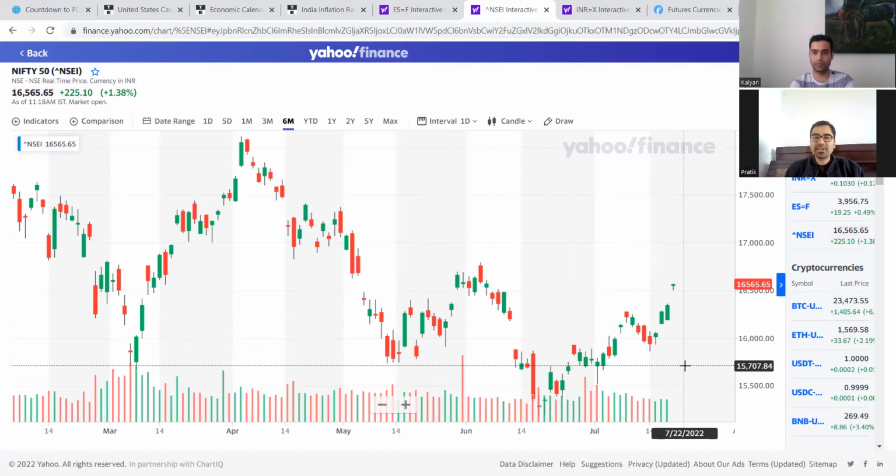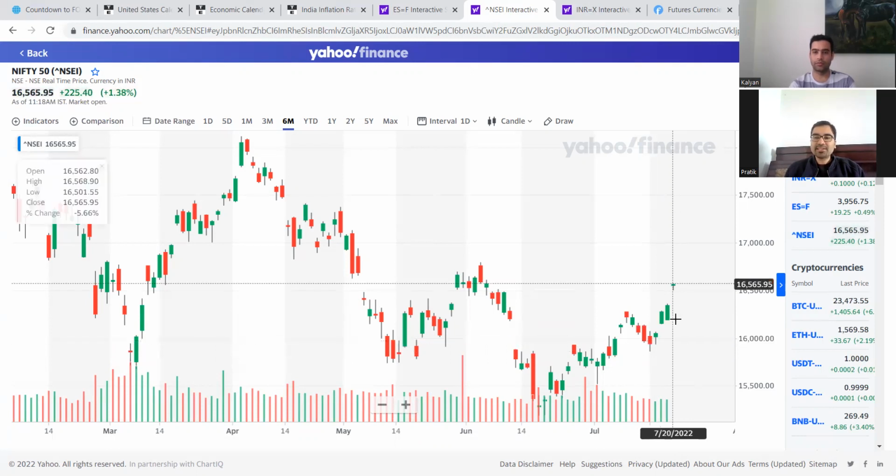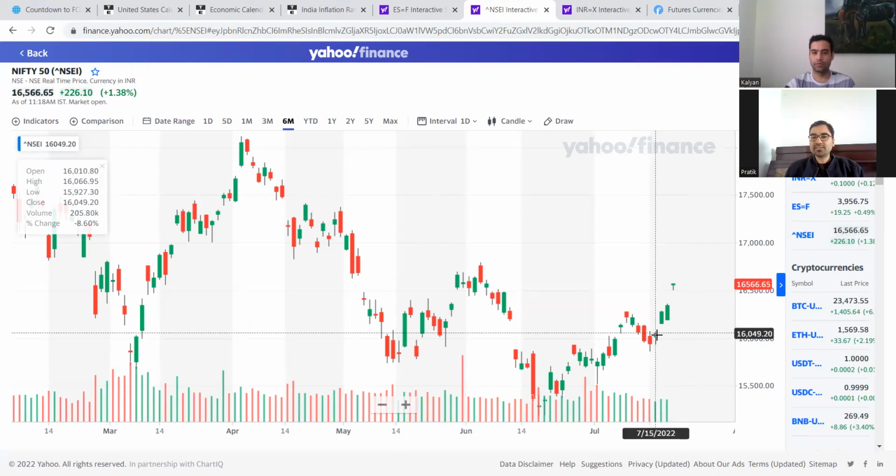GST collections are at all-time highs, which indicates that the economy is actually doing well, because the government has not suddenly increased taxes, but GST collections are pretty high, significantly high compared to last year.